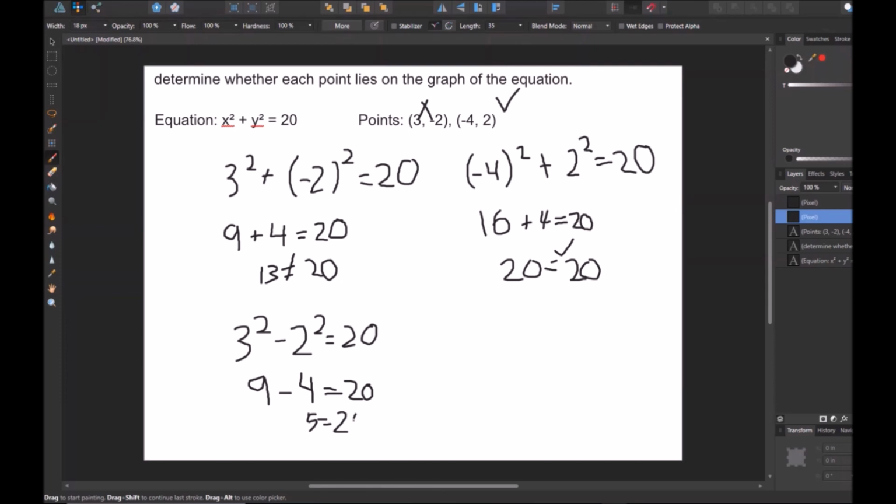So regardless, we would still end up saying that this point doesn't lie on the graph of that equation, but in this scenario, we would be saying that for the wrong reason. Our math is wrong in this second scenario here.